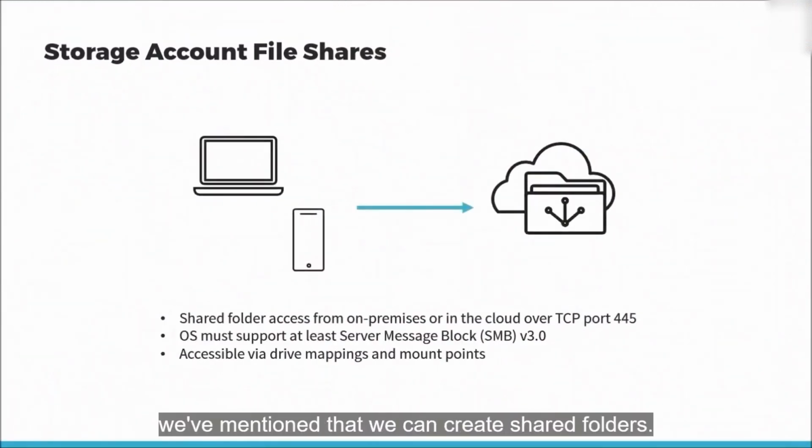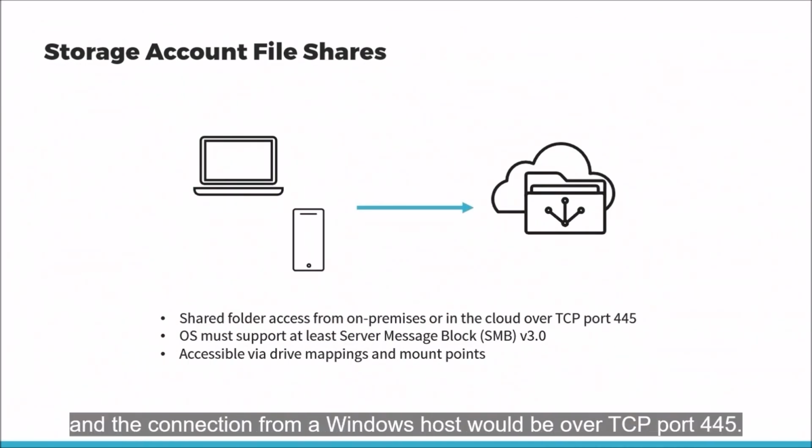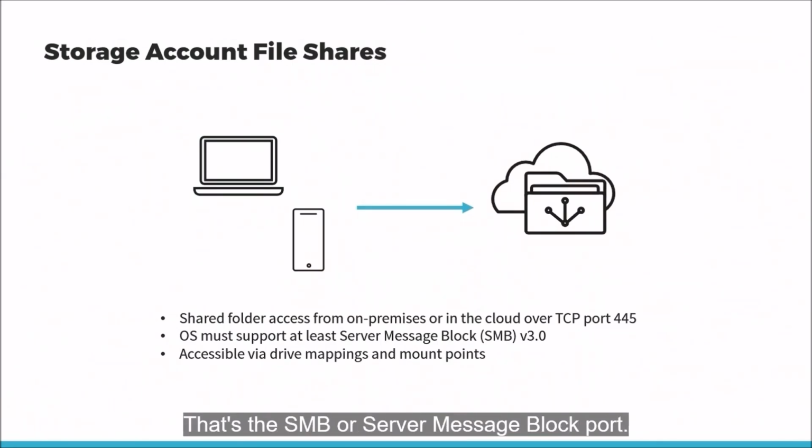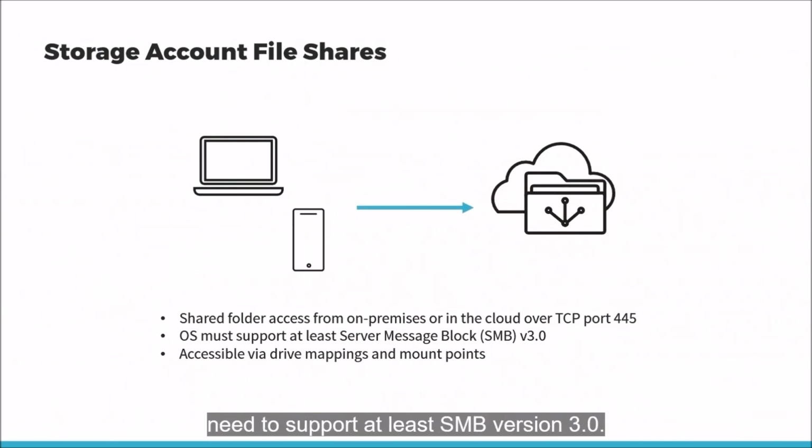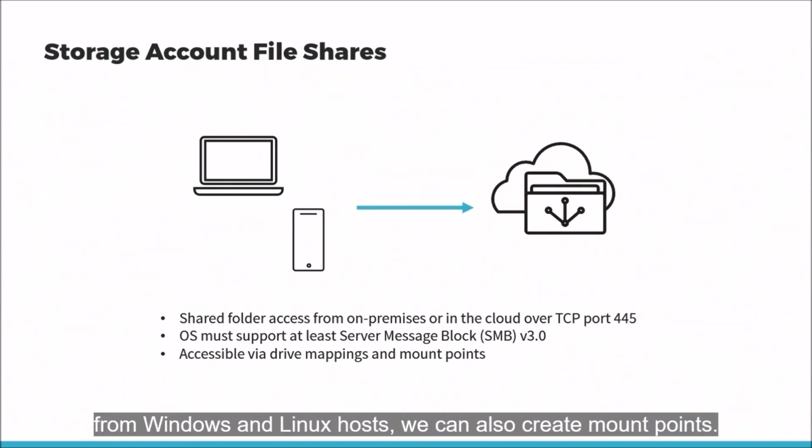Within a storage account, we've mentioned that we can create shared folders. So this allows shared folder access from machines that are either on premises or machines that are in the cloud, virtual machines, and the connection from a Windows host would be over TCP port 445. That's the SMB or server message block port. So client devices making this connection to a Windows shared folder need to support at least SMB version 3.0. Of course, other than mapping a drive letter from Windows and Linux hosts, we can also create mount points. In other words, a local folder that's mounted to the remote share so that the contents appear to be in the local file system.